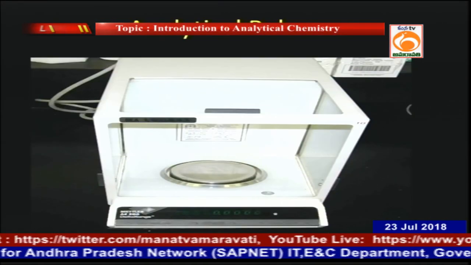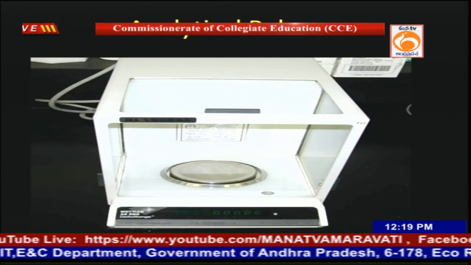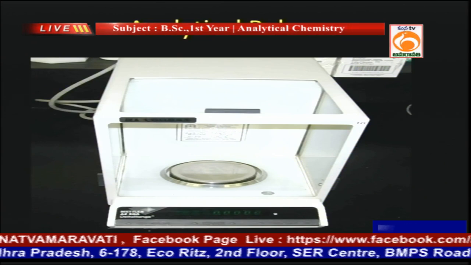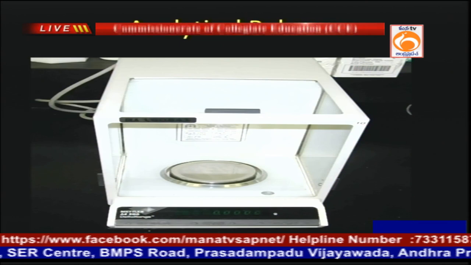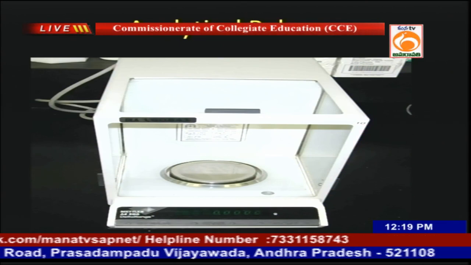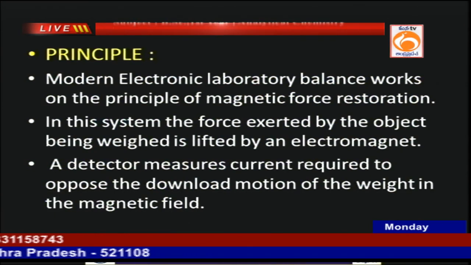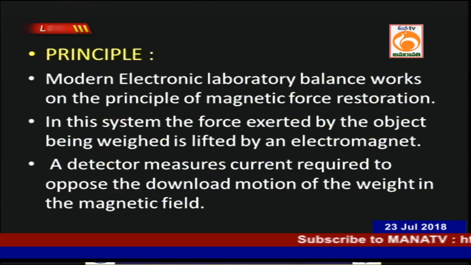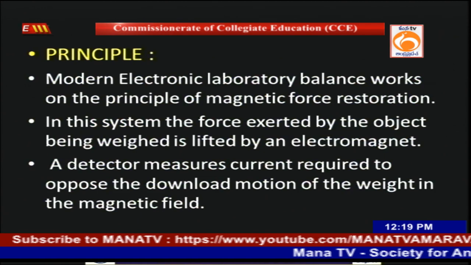Look at the balance. You have a pan on which you can weigh the substance. On the right side of the pan, you can see a small circle in which you always try to adjust the level. There will be a water bubble in the circle. You adjust the level indicator in such a way that the bubble comes to the middle, so that the balance is placed properly. Now, the modern electronic balance works on the principle of magnetic force restoration. In the system, the force exerted by the object being weighed is lifted by an electromagnet.